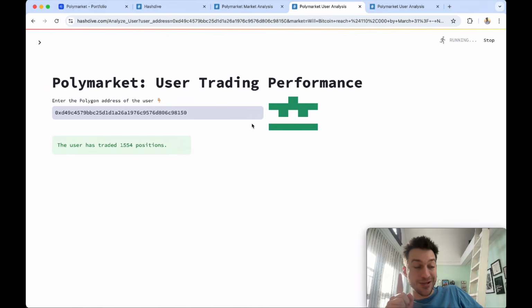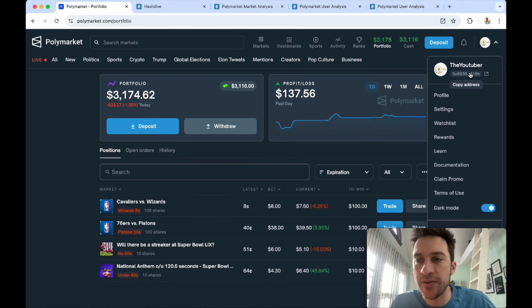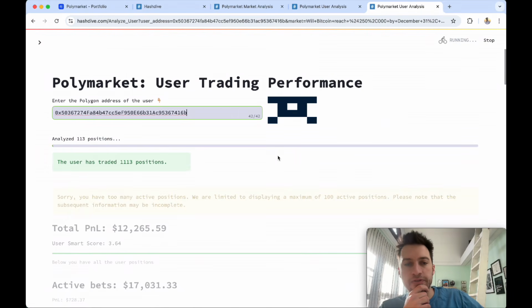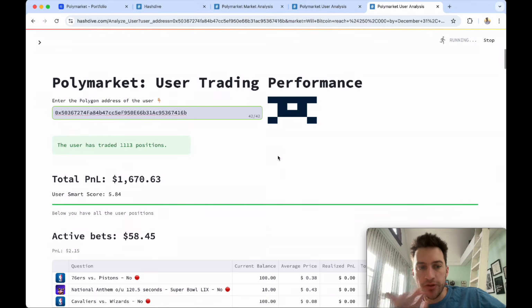Now, one thing you can do that's pretty fun with this website is you can put your own profile in and have it grade you with how good of a trader it thinks you are. Watch this. So if I go to Polymarket and I just copy this right here, copy address, I can go here and watch this. It's going to analyze how good of a trader it thinks I am. So, we'll see what it says. So this user, me, has traded 13 positions, and it gave me a smart score of 5.84.